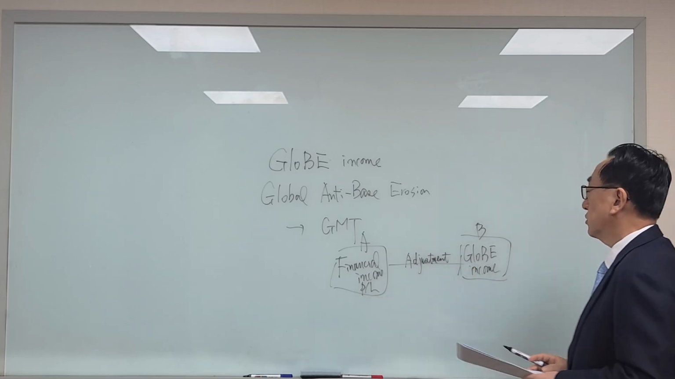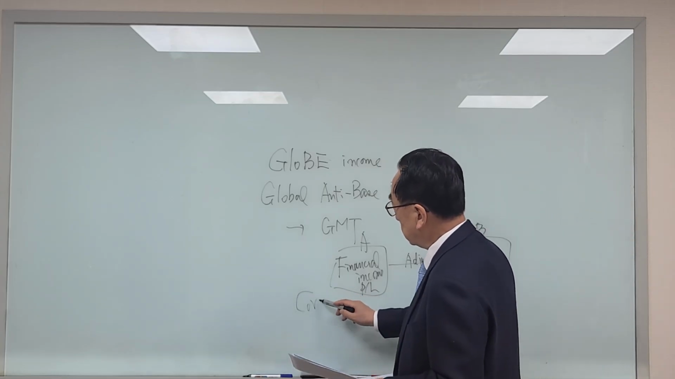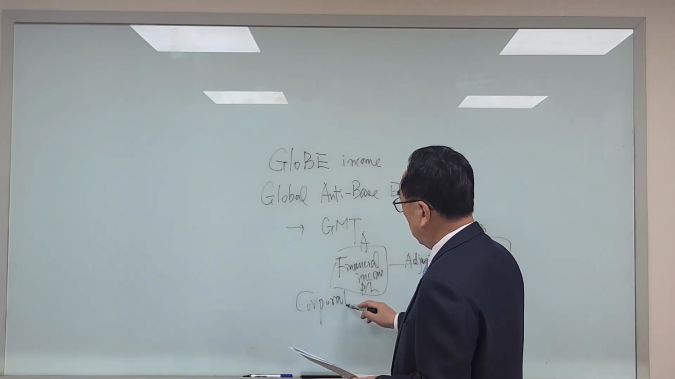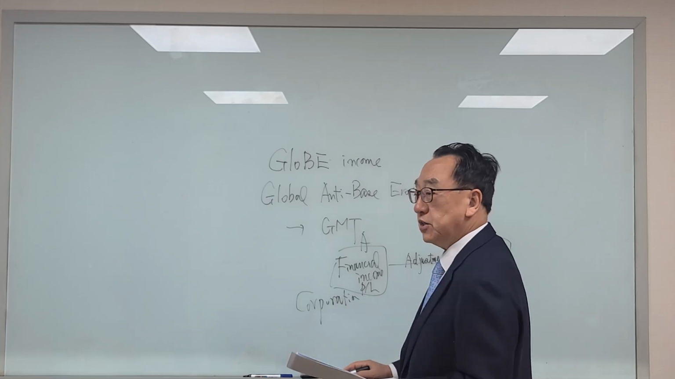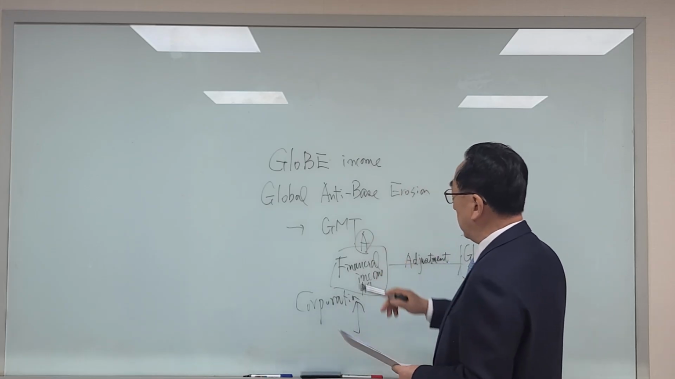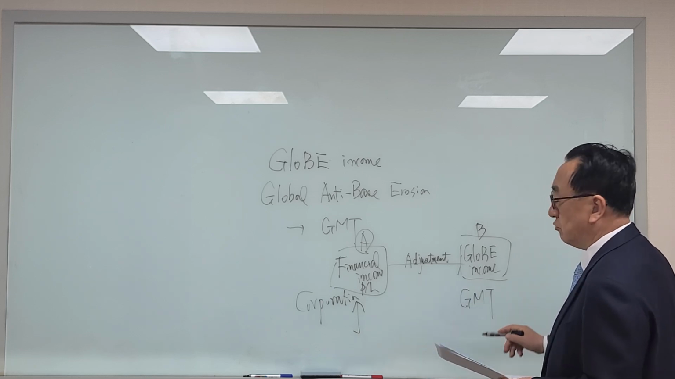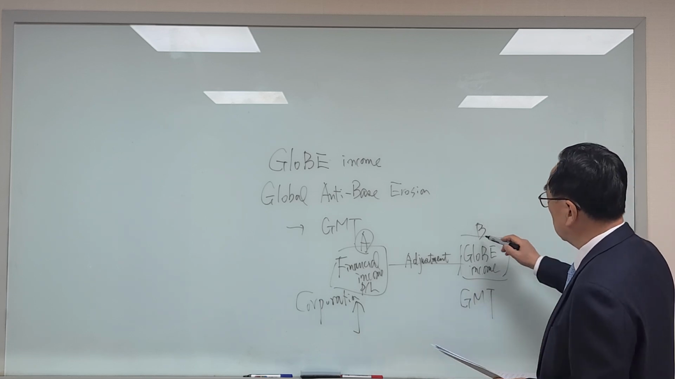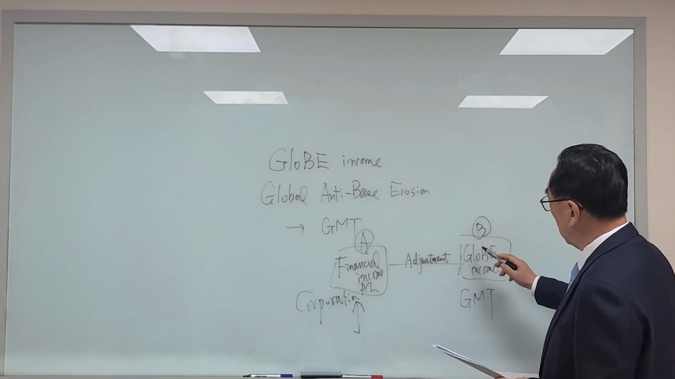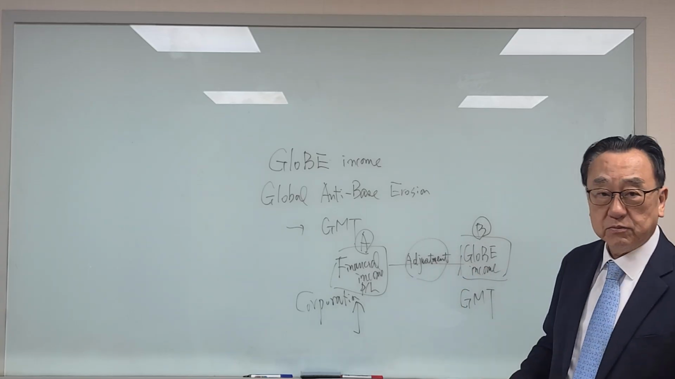This means that the normal corporation tax for the current year will be computed based on this financial income, income A. But GMT, global minimum tax, will be computed based on income B, which is GloBE income after adjustment of various items.